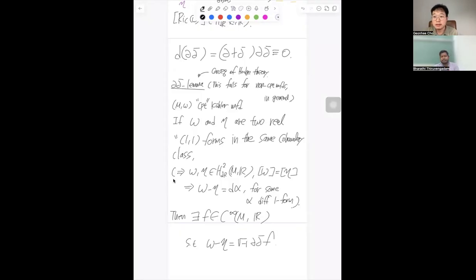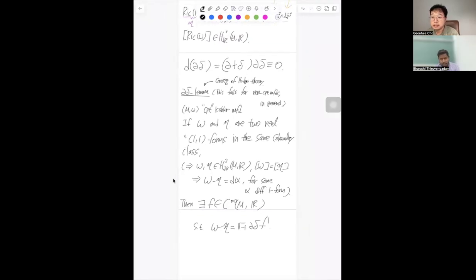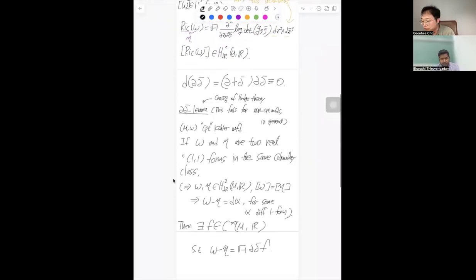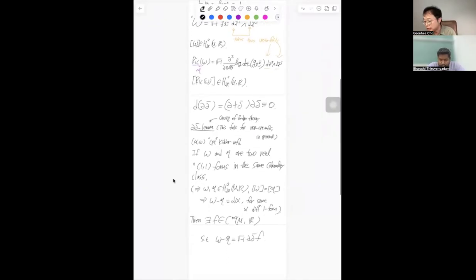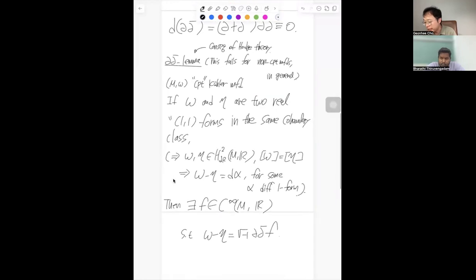So that we can find the same type of difference. This is crucial because if you try to compare omega with the reach of the omega, they are not just a differential two form. They are one form. So if we want to compare, as long as they belong to the same cohomology class, then we'd like to actually make the difference a one-form as well.